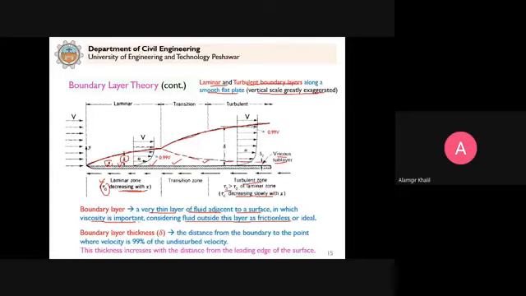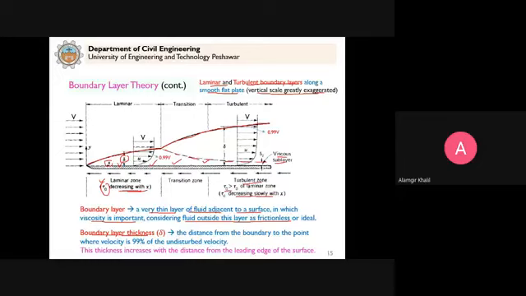Now this boundary layer thickness, the shear stress, and the friction drag forces are what we will be interested to calculate in problems. And we use this boundary layer theory to arrive at those equations. So what is the thickness of the boundary layer?